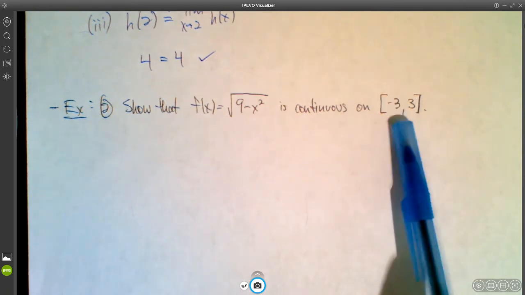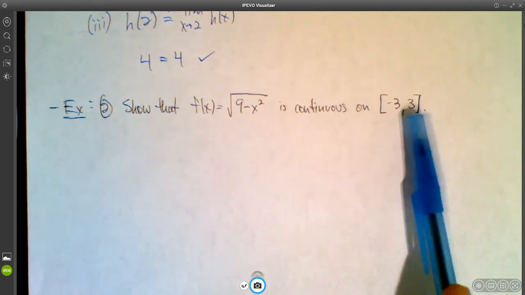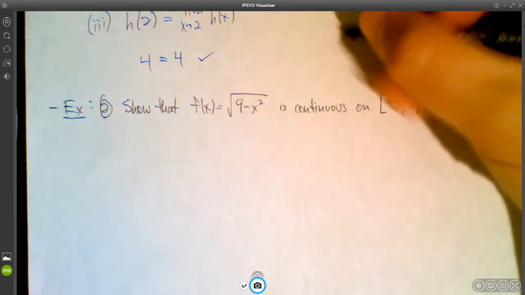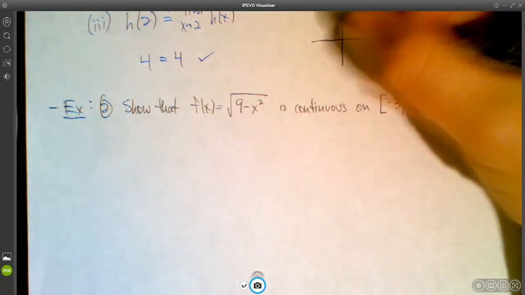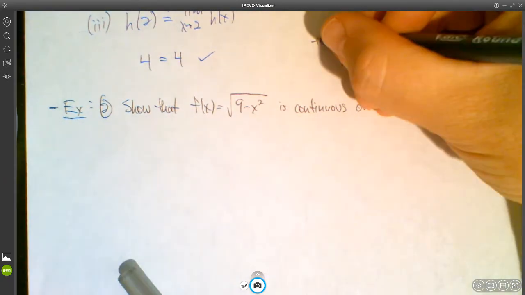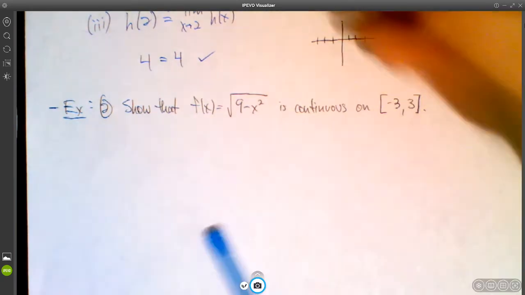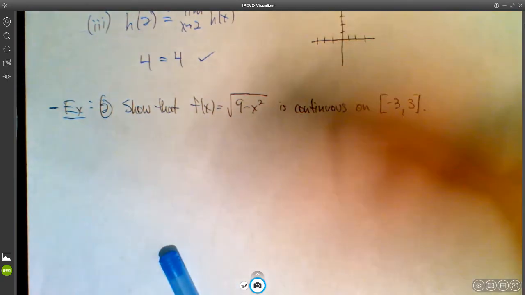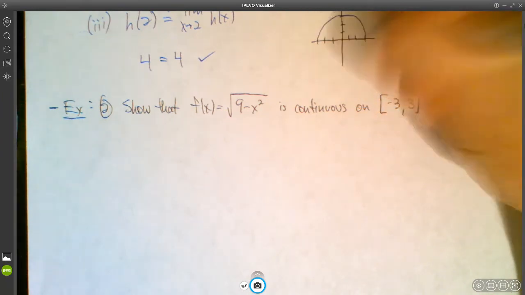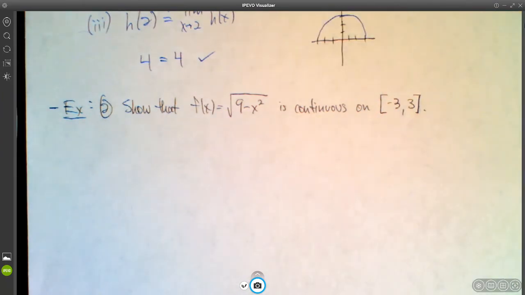Maybe a better way to say it is x has to be bigger than or equal to -3, but less than or equal to +3. That's the domain of that function. You may recognize this as a semicircle. So from previous algebra classes, you may recognize that this is the upper half of a circle. Oh, I should go 1, 2, 3 as well. But yeah, it's the upper half of a circle, right? So that's what that function looks like.